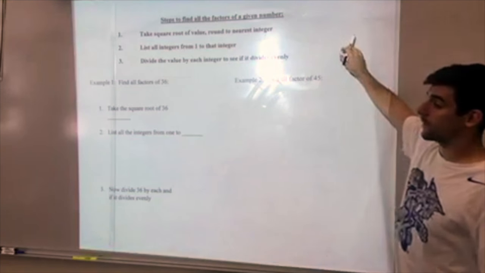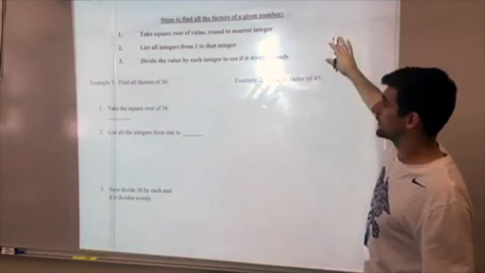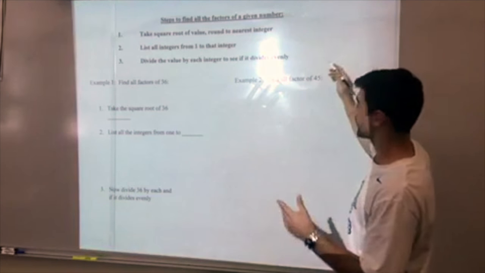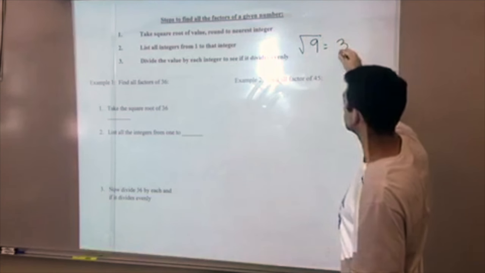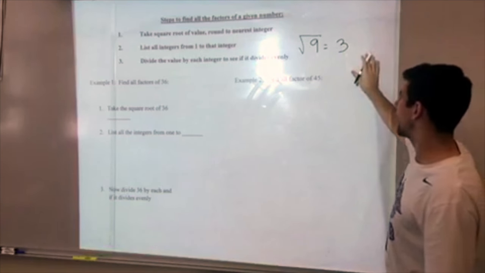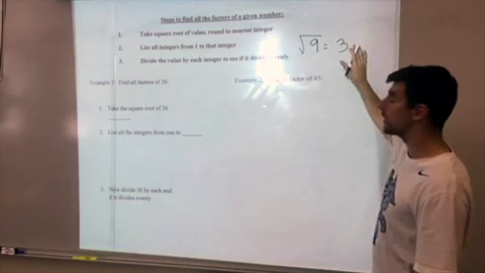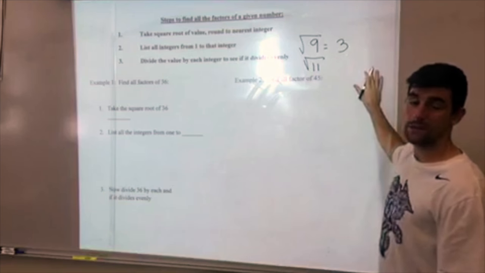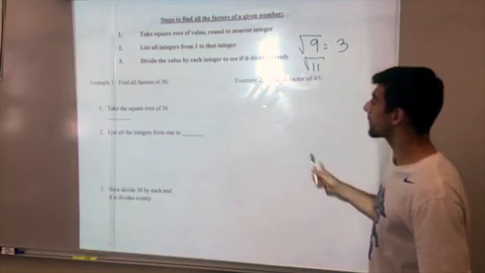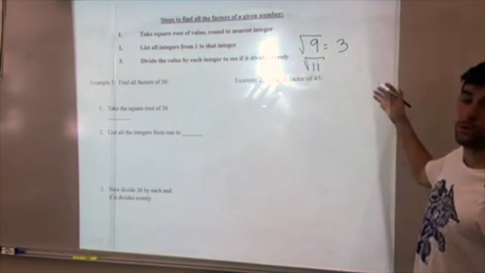This is steps to find all the factors of a given number. The first suggested step is to take the square root. Just in case you're confused what that means, if I had 9, the square root of 9 is just 3. So take the square root and round to the nearest integer. If it already is an integer, that's good. If you have like 11, take the square root, and then whatever answer you get, round to the nearest whole number. After that, you're going to list out those integers from 1 to that number.